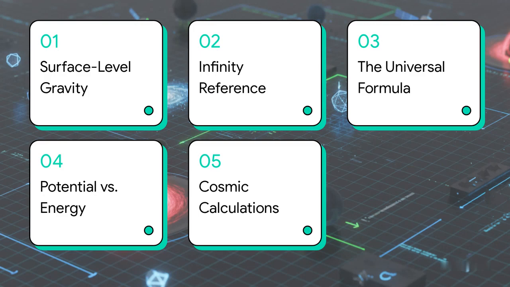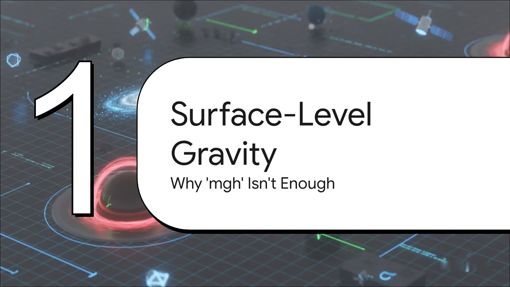So here's our game plan. We'll start by looking at why our surface-level gravity model has its limits. Then, we'll introduce a really key idea, the infinity reference point. This is the secret to building the universal formula, which we'll actually put together step by step. After that, we'll clear up some important terms, and then the fun part. We'll apply all this to the cosmos. Let's get started.